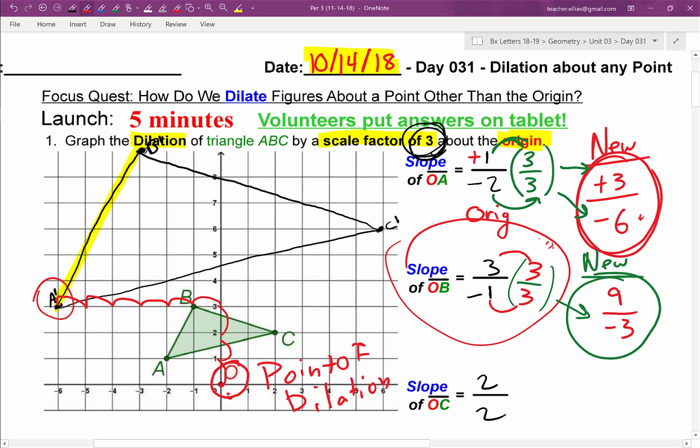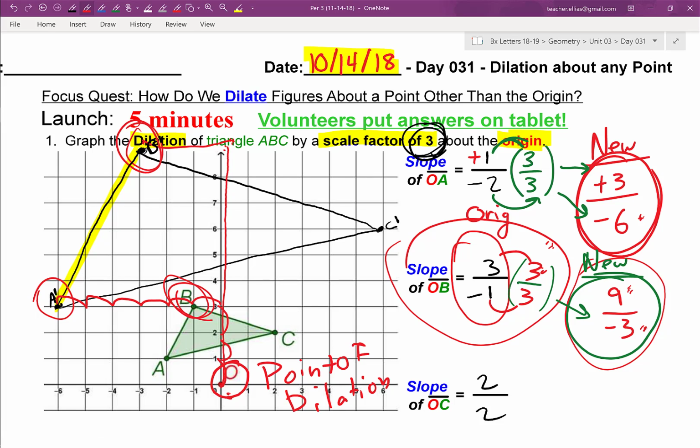The new slope for B, you take the old slope, instead of going up 3 and over 1, you multiplied it out, you figured out the new slope was up 9 over negative 3. So we're going to go up 9 and then over negative 3. That's how we're getting there. That's the method we're going to practice today.